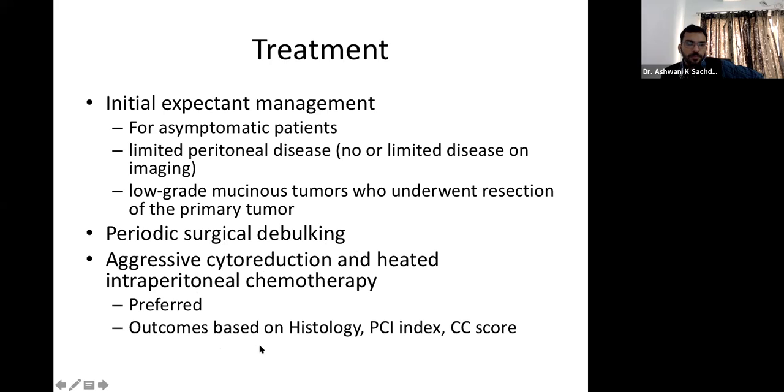Outcomes are usually based on the histology, as we know that type A is better than type B and C. The PCI index is how much tumor is present at the time when we open the abdomen. And lastly is the CC score, the completion of cytoreduction score. It is at the end of the surgery, how much tumor is left: no visible tumor, less than 2.5 mm, or more than 2.5 mm tumor deposit. Based on these three indices, the outcome is decided.